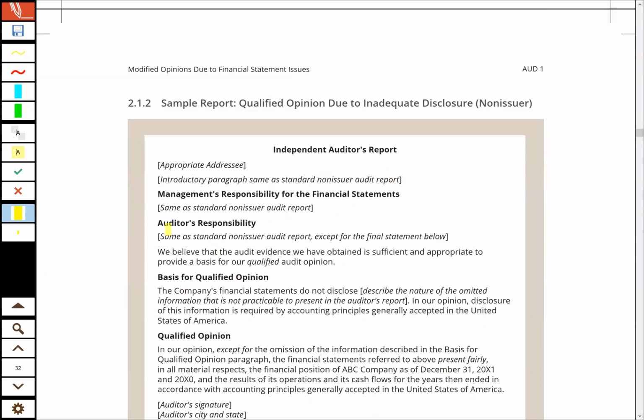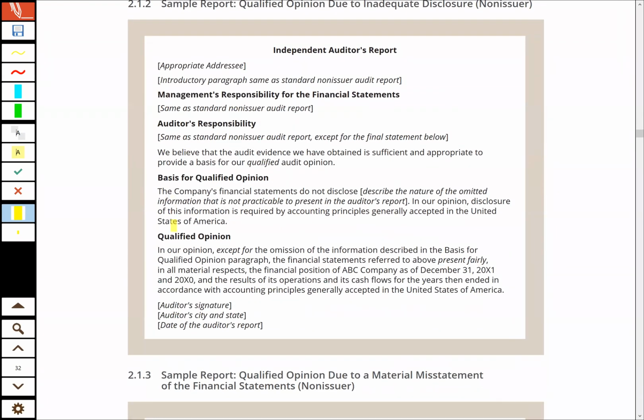Okay, good. So you can see here an example of the report. And again, I'm focusing more on the structure. The intro paragraph is the same. Management's responsibility paragraph's the same. Auditor's responsibility paragraph almost the same, except now we say what? Our qualified opinion. Then comes the basis for the opinion.